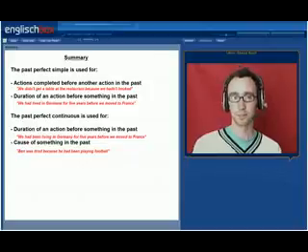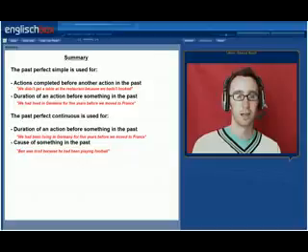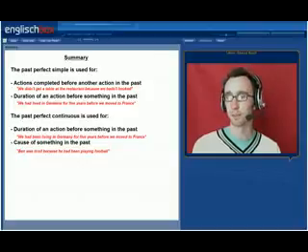So to summarize, the past perfect simple is used for actions completed before another action in the past. For example, we didn't get a table at the restaurant because we hadn't booked. Or the duration of an action before something in the past. For example, we had lived in Germany for 5 years before we moved to France.